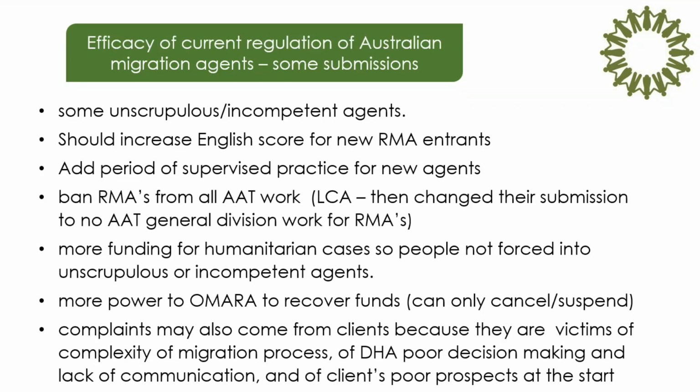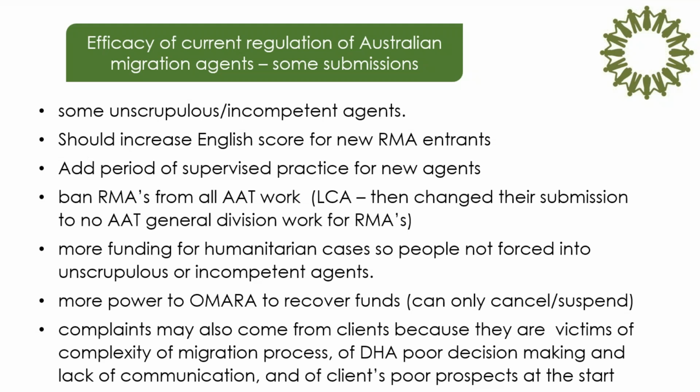So just in terms of that, some of the submissions in relation to migration agents spoke about there being some unscrupulous and incompetent agents, and that there should be an increase in the English level score for new migration agents. Currently, it depends on the level of schooling you've done in English in certain countries, or if you go through an IELTS, which is the International English Language Testing System, and you have to get a score of around 7 on average. The submissions are asking for that to be higher, and also asking for a period of supervised practice for new agents.